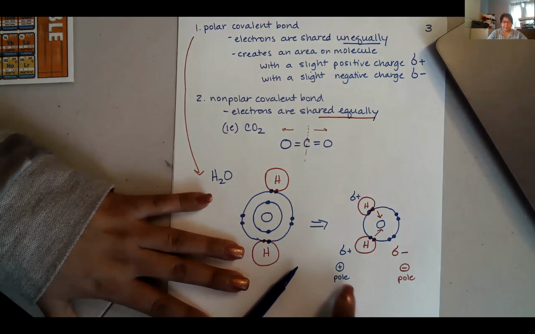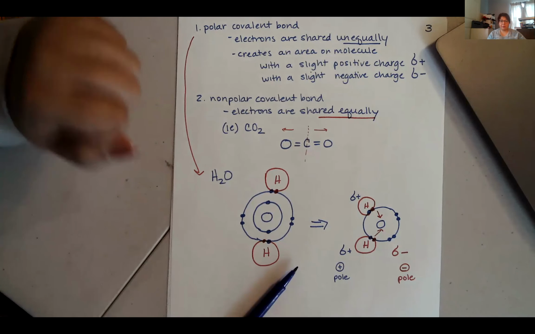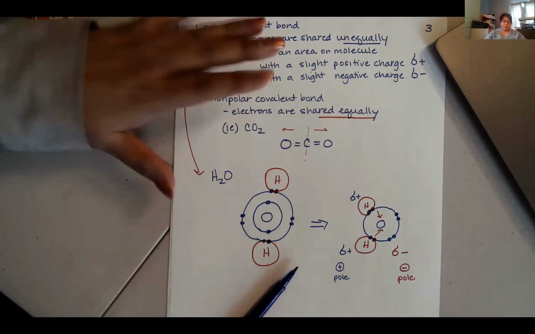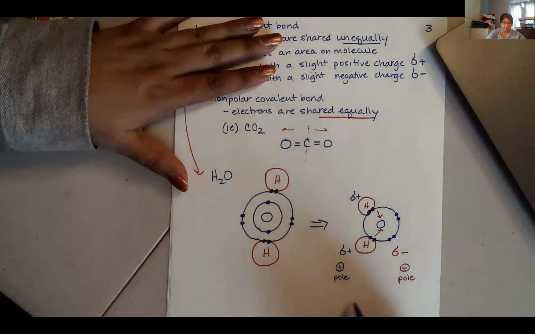And polar means that you have two oppositely charged areas, or two opposite poles, on that molecule. So water is a great example of a polar covalent compound. Now, why is this important in biology? Why is this important?